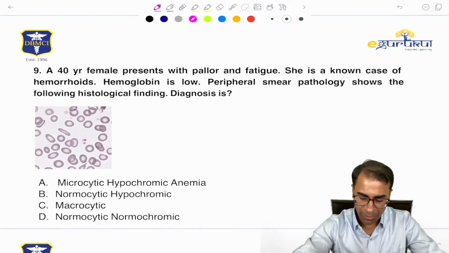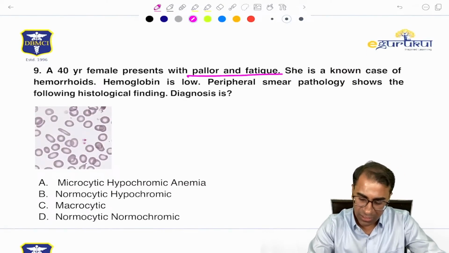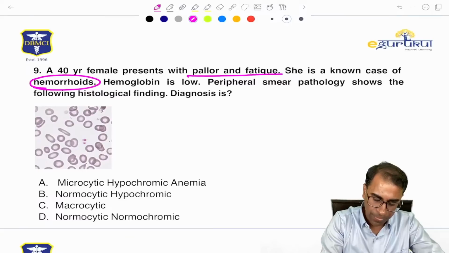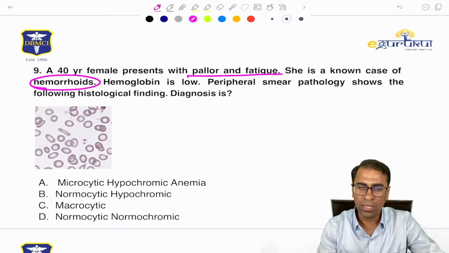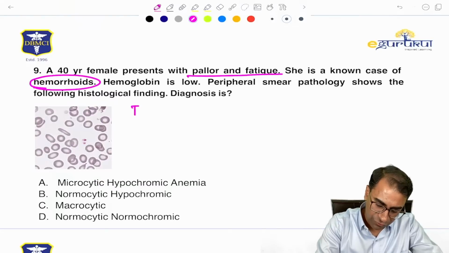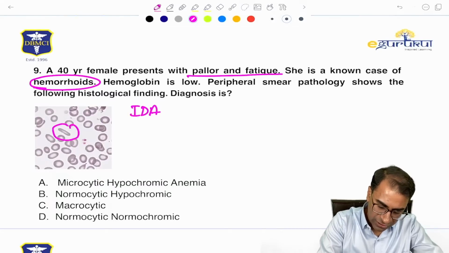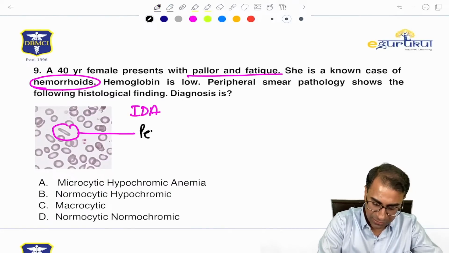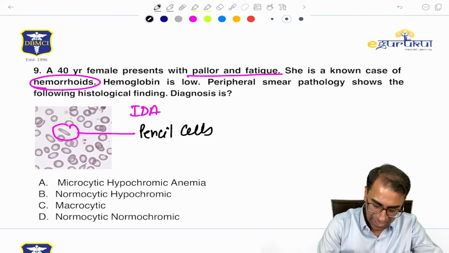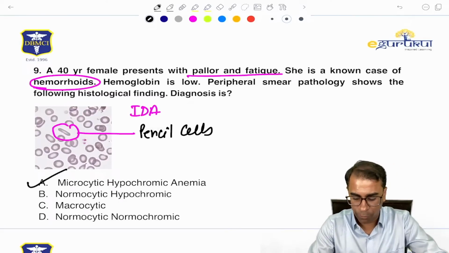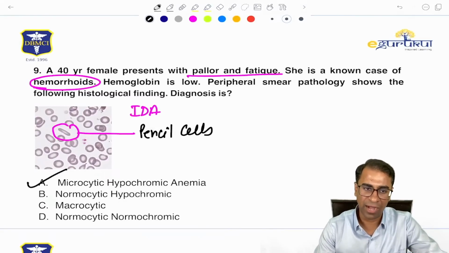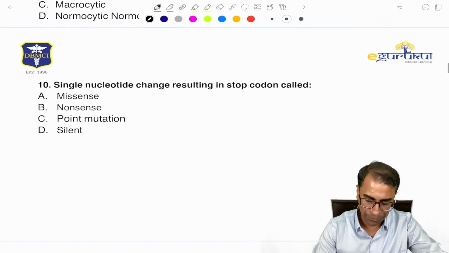A 40-year-old patient presents with pallor and fatigue. She's a known case of hemorrhoids. Okay, it means bleeding is going on from the rectum, and therefore it shows a case of iron deficiency anemia. I think you'll all clearly see the pencil cells, and hence it is a case of microcytic hypochromic anemia because of iron deficiency anemia.